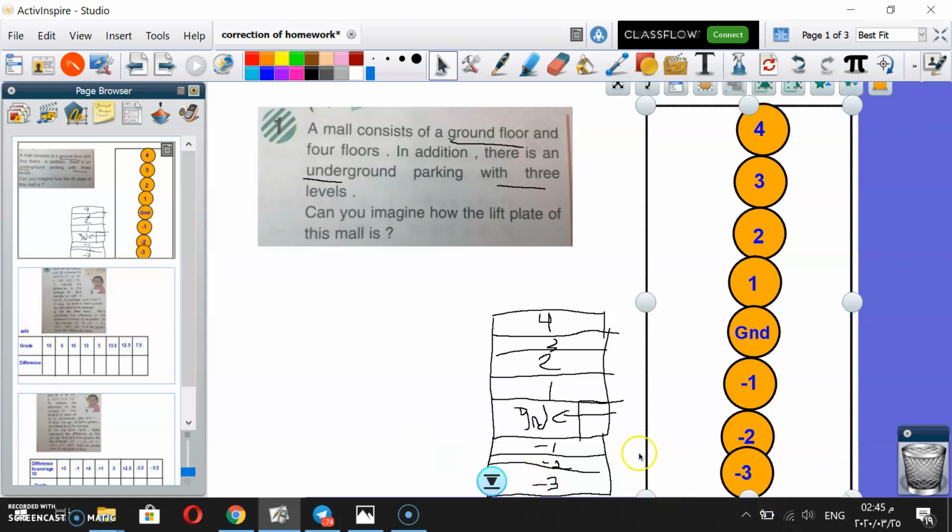Okay, so please copy exercise 1 in your explanation copybook. Just copy this plate.